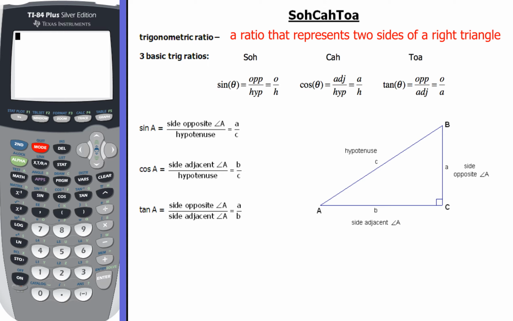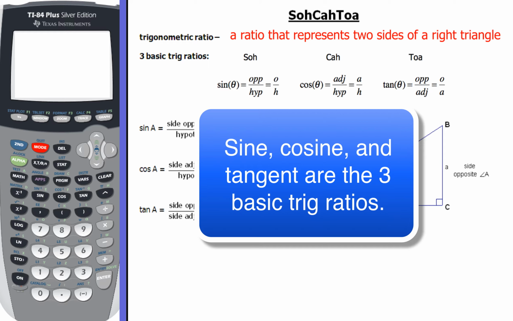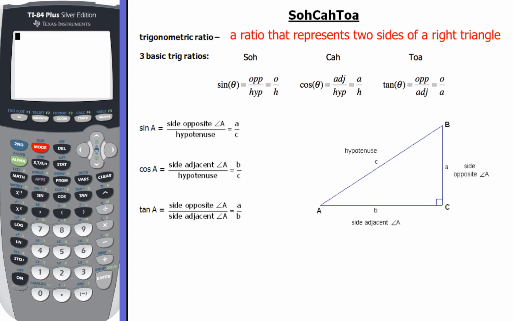First we've got to identify, what is a trigonometric ratio? Well, I'm glad you asked. It's a ratio that represents two sides of a right triangle. The three basic trig ratios are sine, cosine, and tangent. Any trig ratio you're going to set up is always going to be dependent on the location of the angle that you're given.